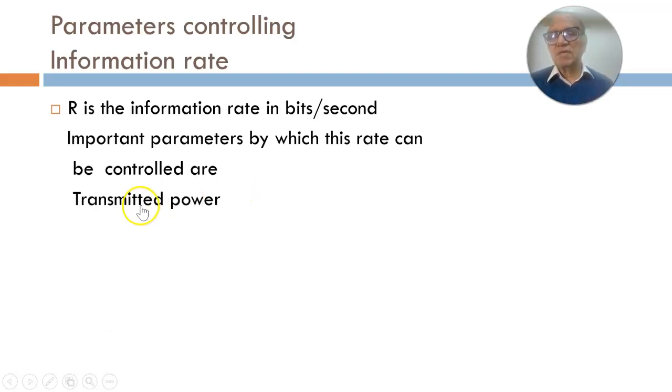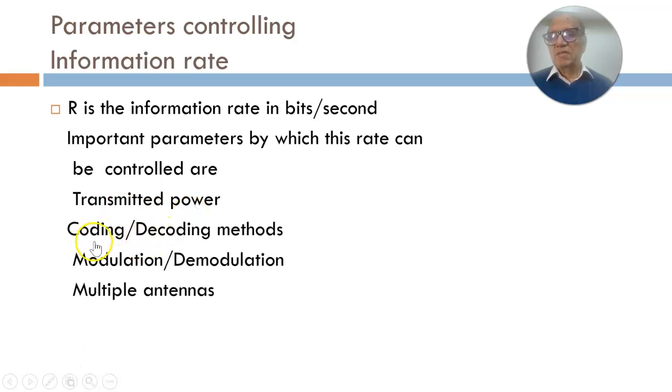The resources available, one is transmitted power. Then depending on the method of coding and decoding, you can control the information rate. Depending on the method of modulation and demodulation, you can control the information rate. Depending on how you use antenna arrays, you can control the information rate, and so on. As you can imagine, the designer generally would like to improve the information rate as much as possible, so you get good efficiency for the given physical data rate.